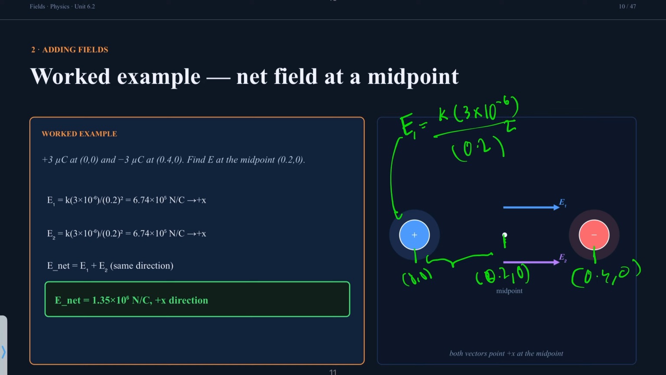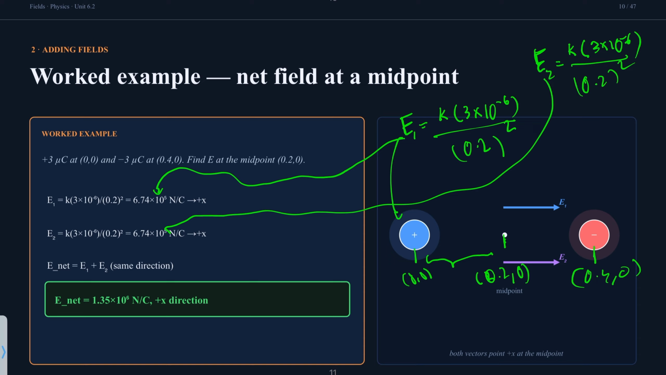Okay? And then E2, similarly, K times 3 times 10 to the negative 6. Right here, we're just looking for the magnitude, not the sign. And then that over 0.2 squared again, because it's from 0.2 to 0.4. Okay? And then for this E1, you should get about 6.74 times 10 to the 5. For this one, we get the same answer because you plugged in basically the same stuff.